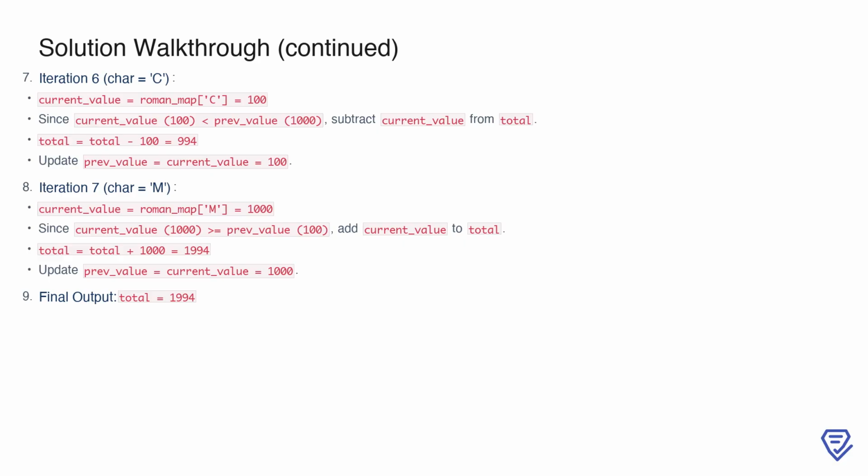Finally, in the seventh iteration, the character is M, which has a value of 1000. Here, the current value is greater than or equal to the previous value, 100, so we add it to total, resulting in a final total of 1994. With all iterations complete, we determine that the integer representation of MCXMIV is 1994.